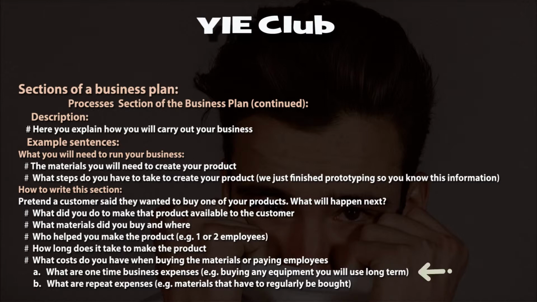So, what are your one-time expenses? So, did you have to buy equipment like a mower, a lawnmower if you were mowing lawns? That's a one-time expense. And what are your repeat expenses, things that you have to continuously buy, such as materials that you have to buy on a regular basis to maybe make a product?